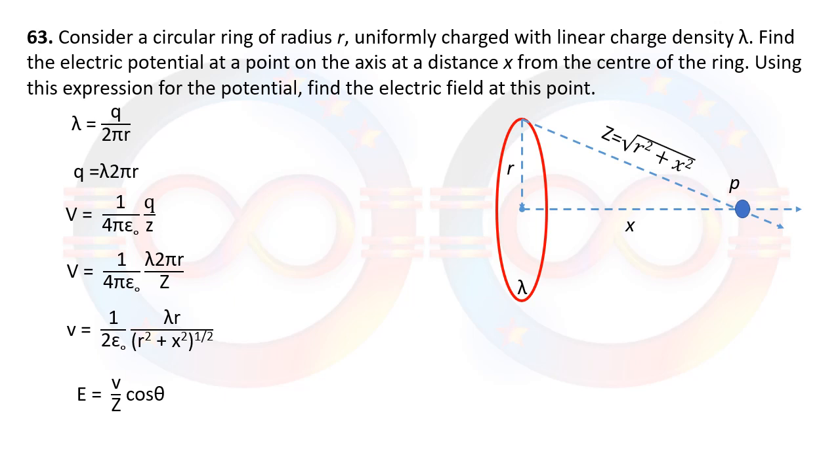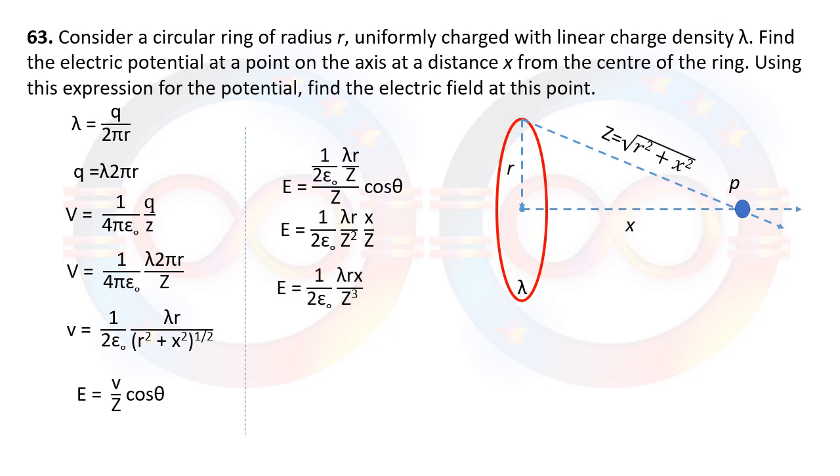So E cos theta is equal to V by z, as the relation E is equal to voltage upon distance, and then we can take the value of V here, 1 by 2 epsilon naught lambda r by z, upon z, cos theta. Cos theta value again we are going to take as x upon z, and z value now we are going to put finally. So the electric field formula would be 1 by 2 epsilon naught lambda r x upon (r square plus x square) power 3 by 2.